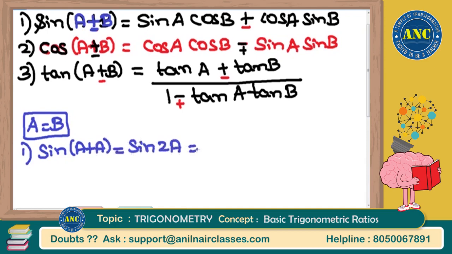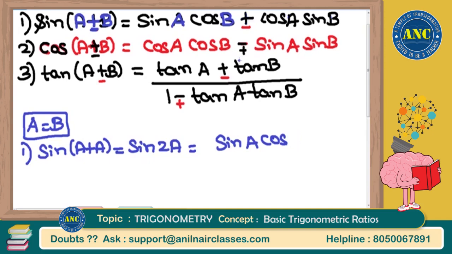On the right hand side, it becomes sine a cos b, and b is nothing but a, so it becomes sine a cos a. Similarly, the right hand side after that becomes plus cos a sin a. Sin a cos a and cos a sin a are both the same.